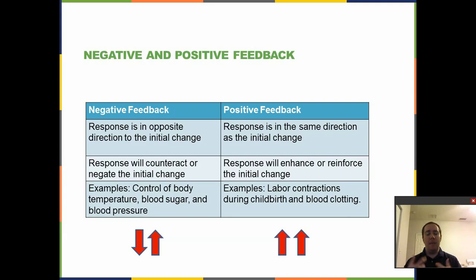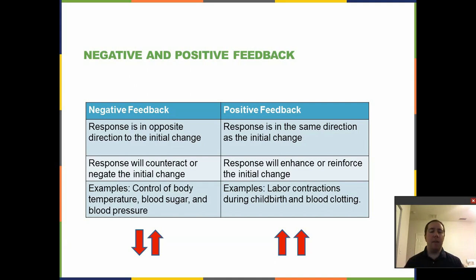If we eat a meal, our blood sugar goes up. We don't want it to be up. We want it at a normal level. And so our pancreas is going to secrete insulin to bring our blood sugar back down. If our blood pressure goes up, we are going to do something to bring it back down. If it goes down, we're going to do something to bring it back up.